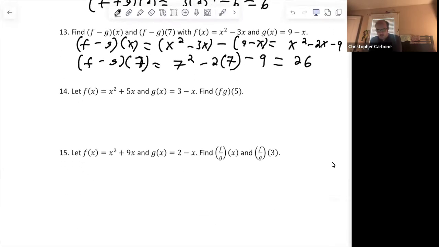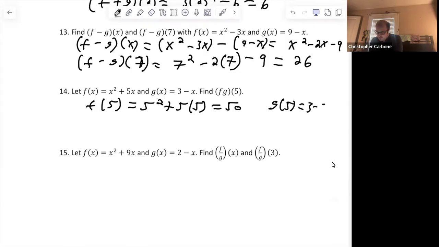Let f of x be x squared plus 5x, g of x be 3 minus x. We want f times g of 5. So for this, we could put 5 into both and then multiply. F of 5 is 5 squared plus 5 times 5. So 25 plus 25 is 50. G of 5 will be 3 minus 5, so negative 2. So f times g of 5 would be 50 times negative 2, so negative 100.